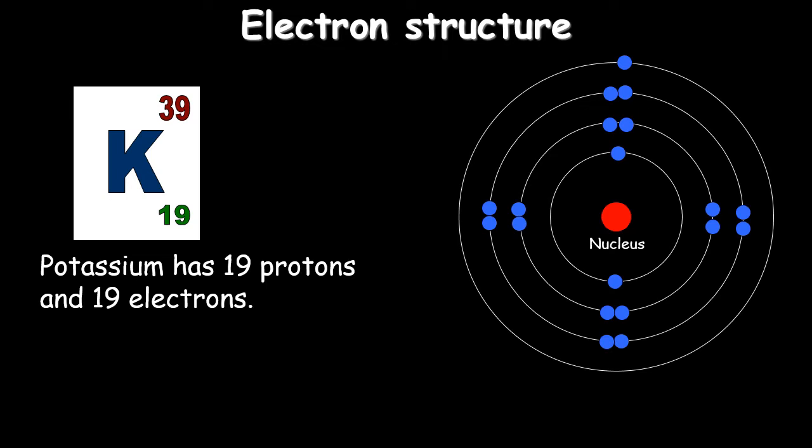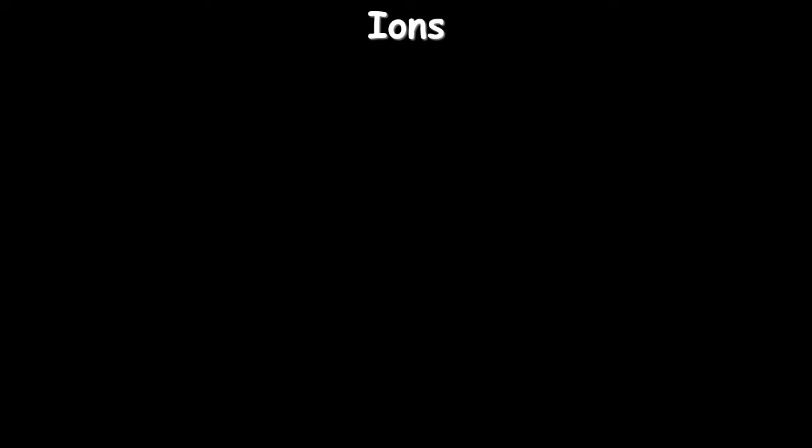So it's quite straightforward with your potassium. The first 2 electrons go on the first shell, 8 electrons on the second shell, 8 electrons on the third shell. So in total, we have 18 electrons. That means we have one more to draw. So the 19th electron, 1 electron, goes on the fourth shell. So with that out of the way, we can actually start talking about ions.